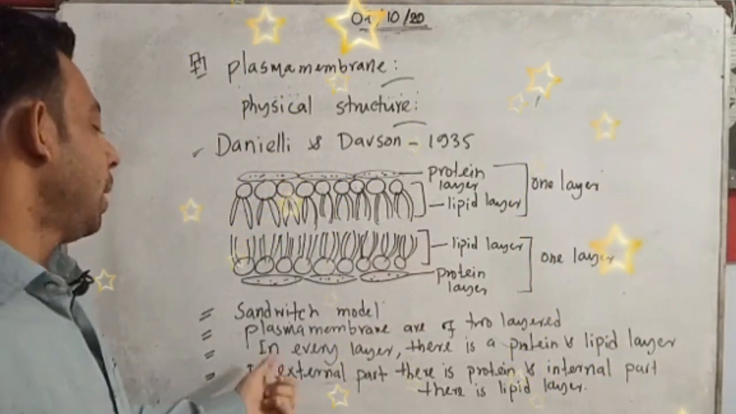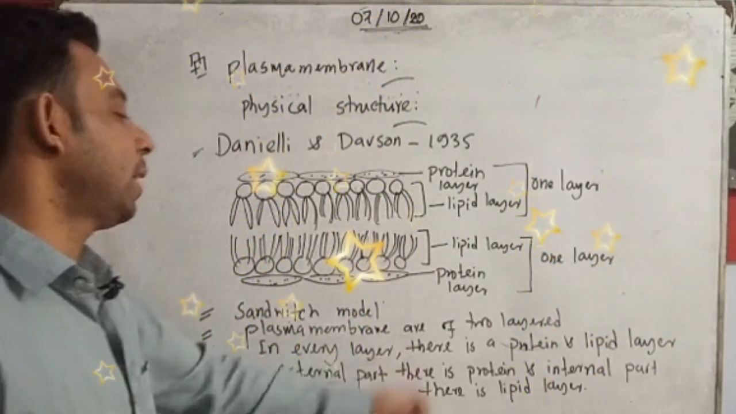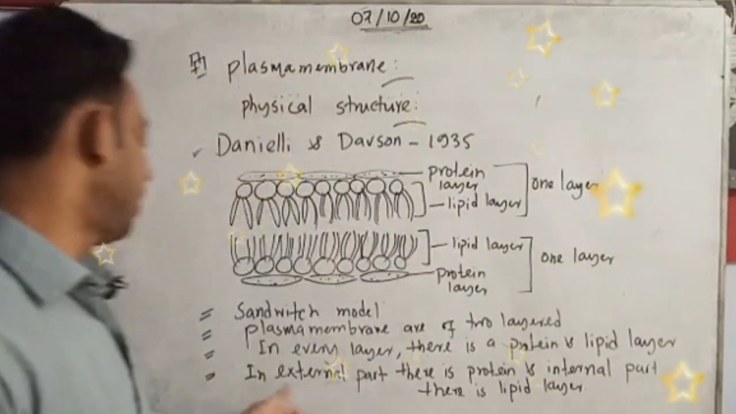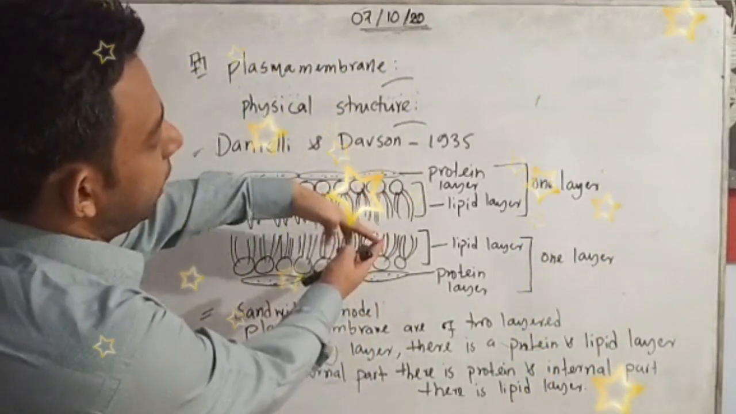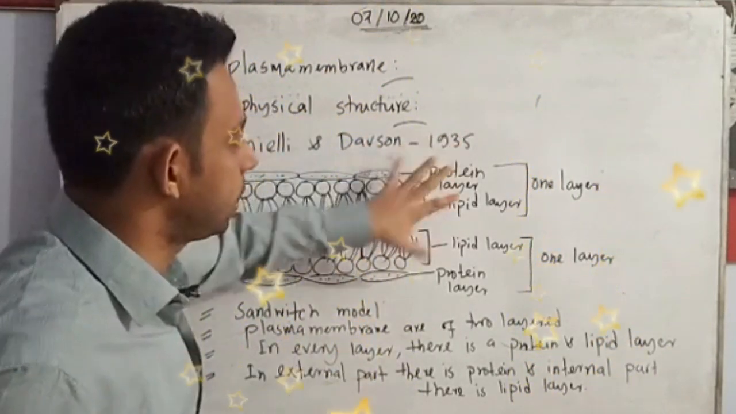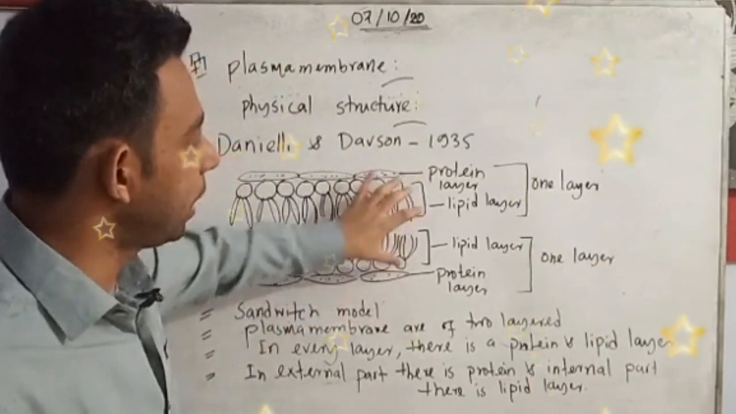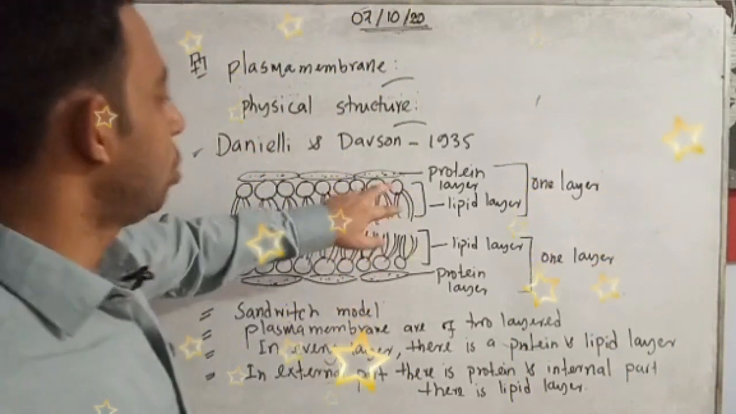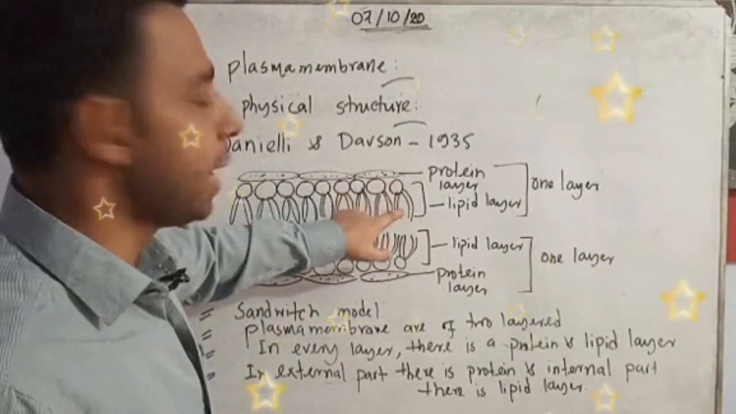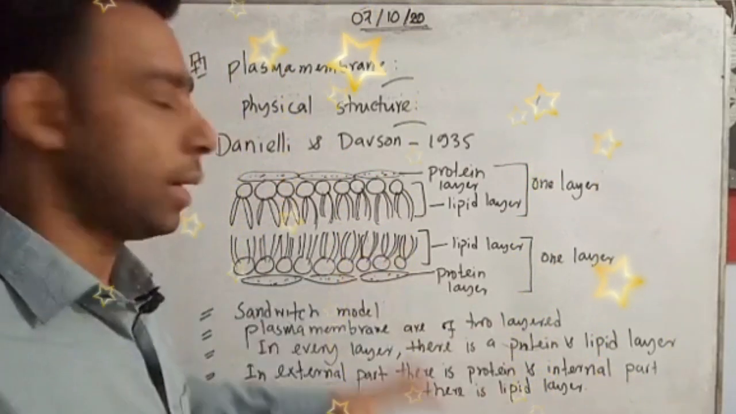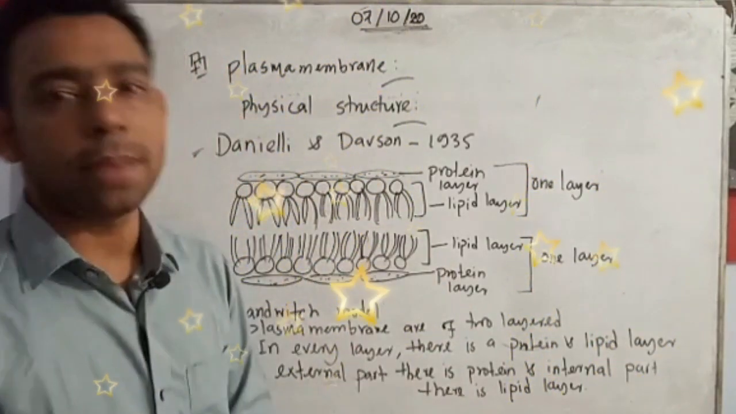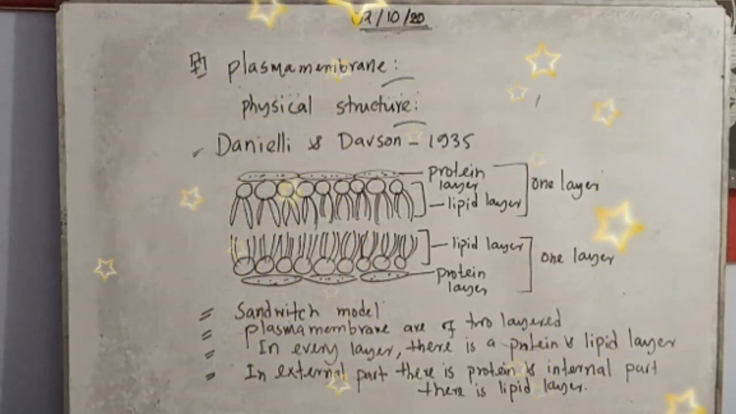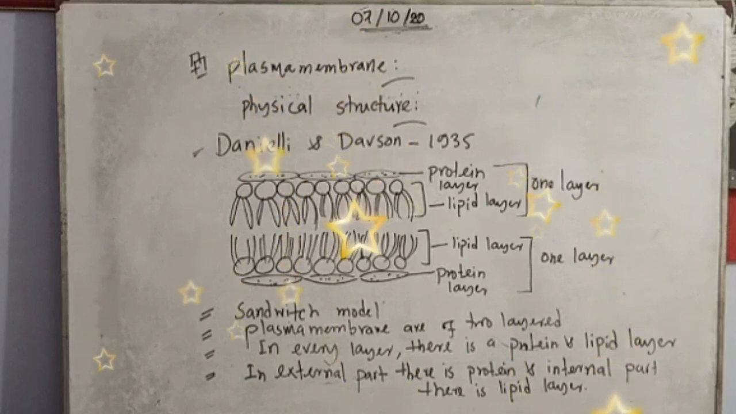In every layer, there is a protein and lipid layer. In the external part, the outer part is always the protein, and the internal part is the lipid layer. Lipid also has two parts, head and tail, tail and head. You can write it among yourselves, but you need to understand this very simple concept. I just made this model in the easiest way. Why? Because this is the interesting part of biology.